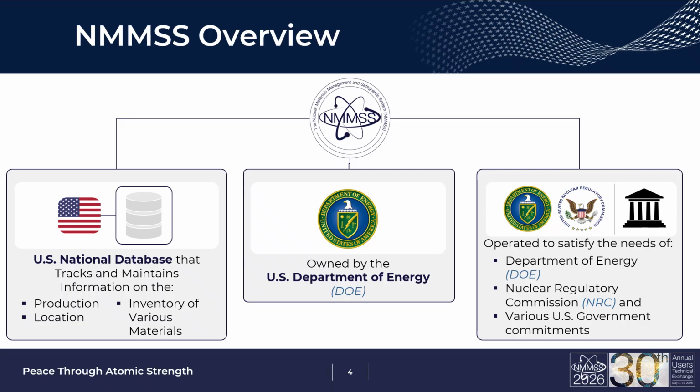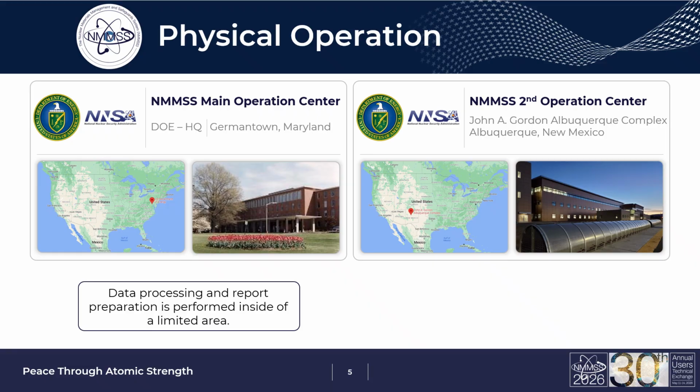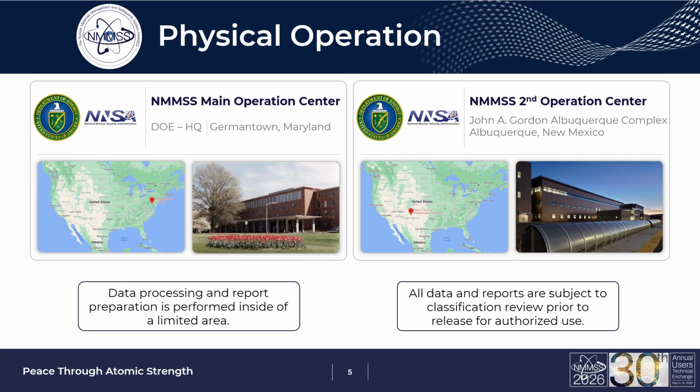Physical operation of NMMS resides in two locations: NMMS Main Operations Center in Germantown, Maryland, and NMMS Second Operations Center in Albuquerque, New Mexico. NMMS data receipt and processing, analysis, and report preparation are all performed inside of a limited area. All NMMS information is subject to classification review prior to release for authorized use.